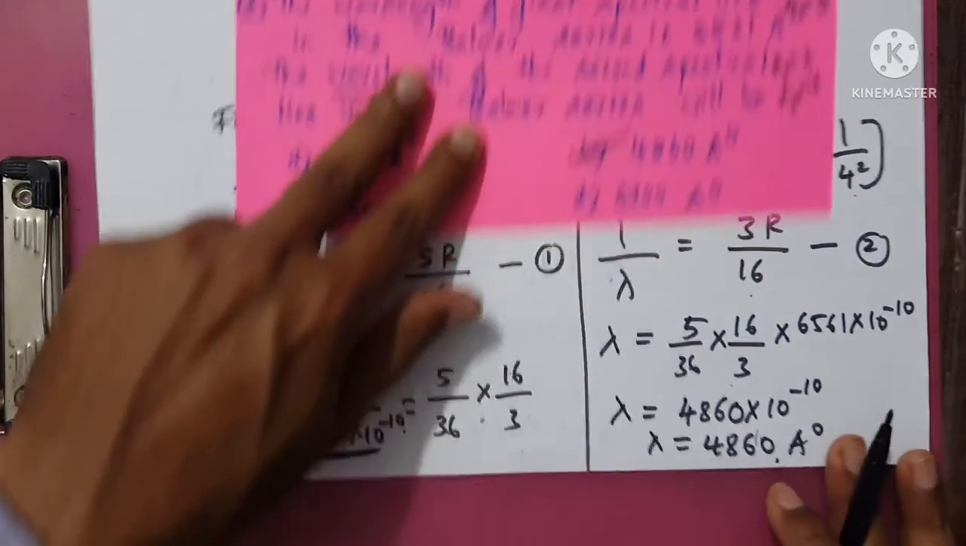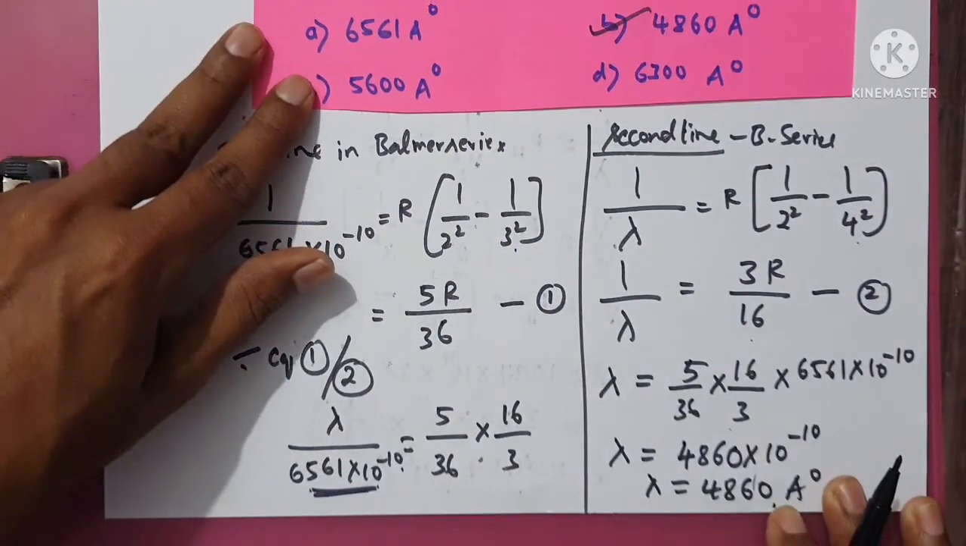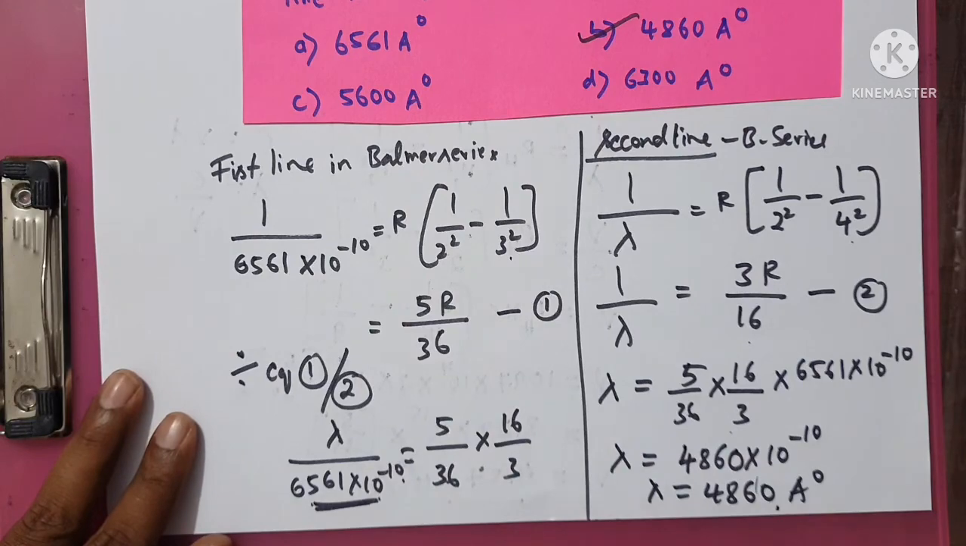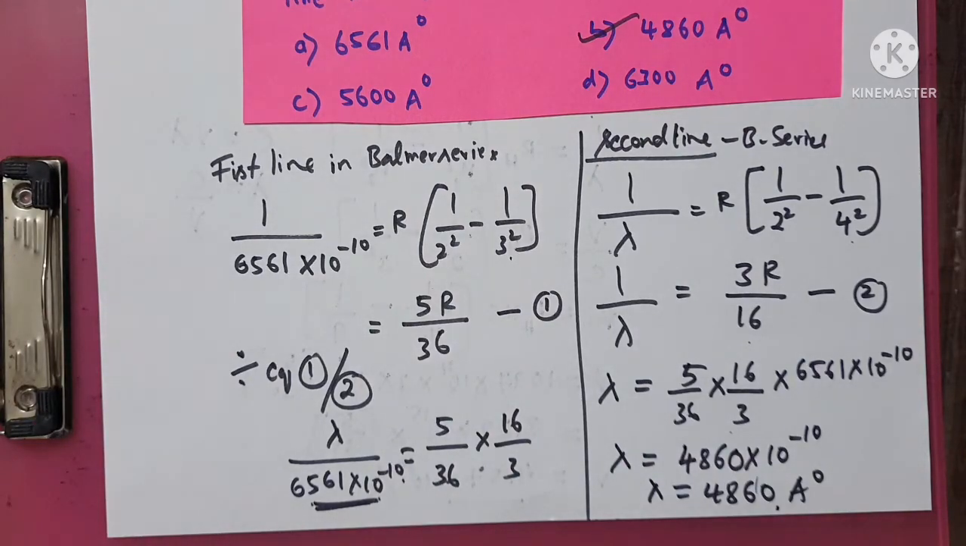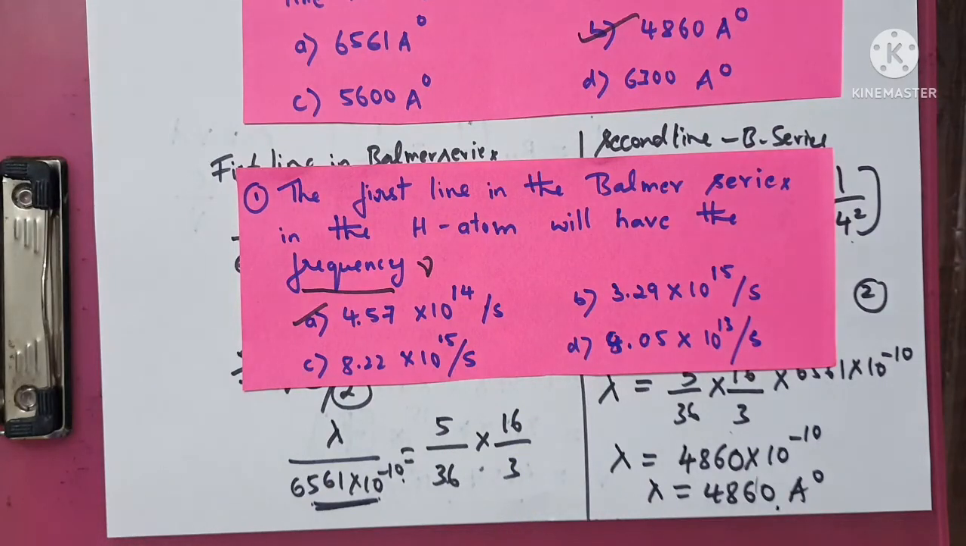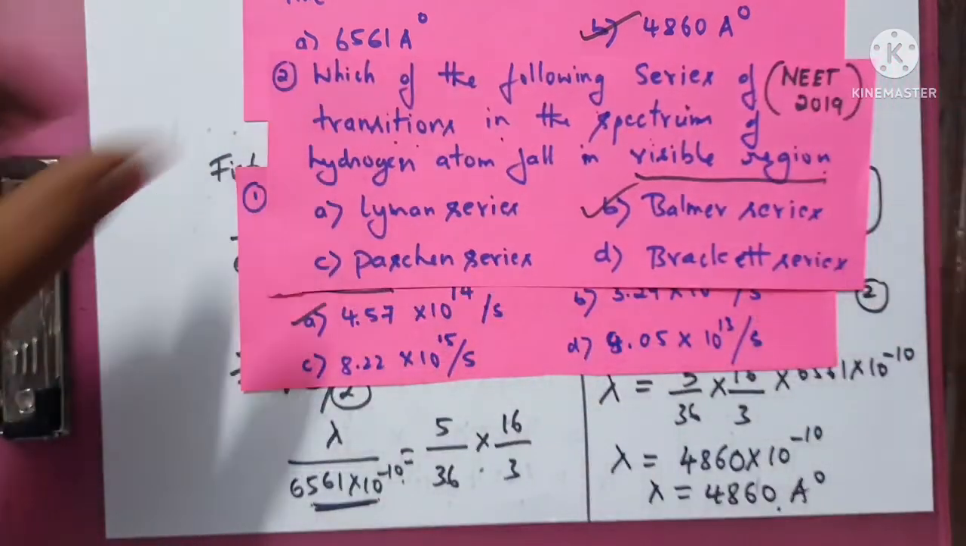So this is how you solve the question of how to calculate the wavelength. In the previous one, we learned how to calculate the frequency by using the hydrogen spectrum, and we have also done a direct question which was based on the chart.